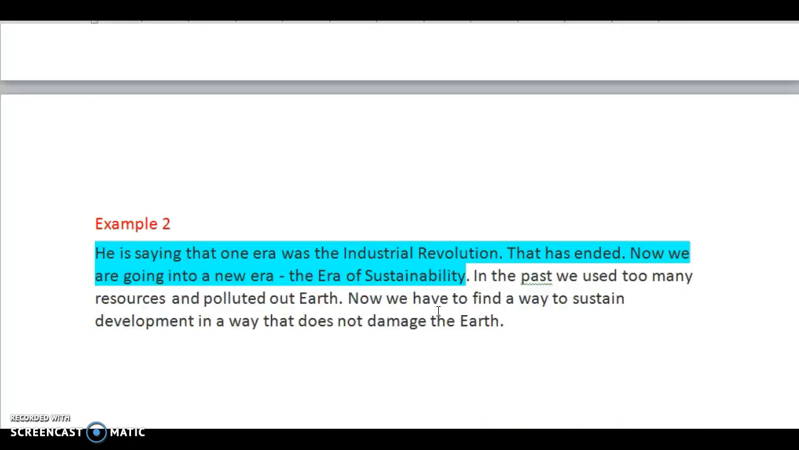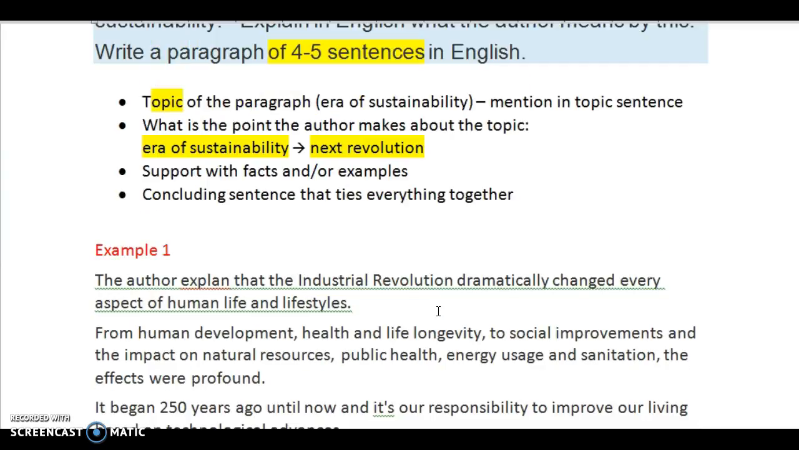So now let's go back and review a few points. When we're writing, identify the topic of the paragraph. In this case, the era of sustainability. What point are you making about the topic? It's the next revolution. Why is it the next revolution? What are the facts and examples that will show me that it's the next revolution? And then finally, your last sentence is your concluding sentence.